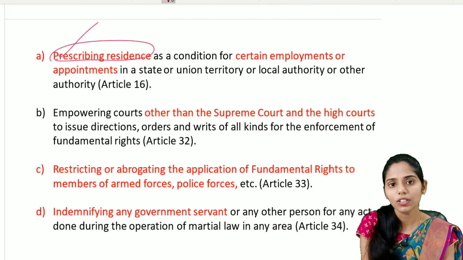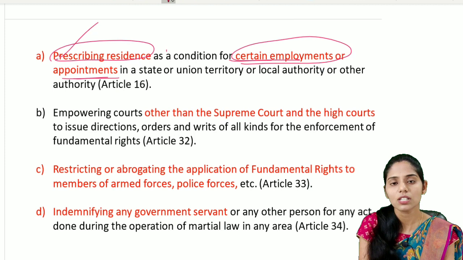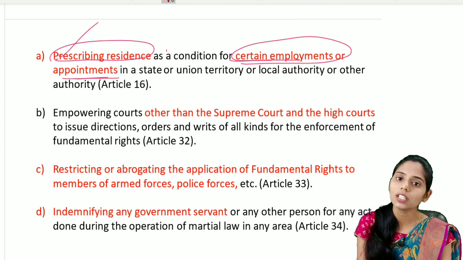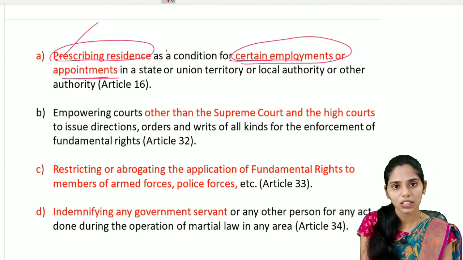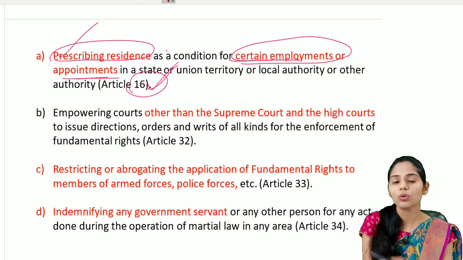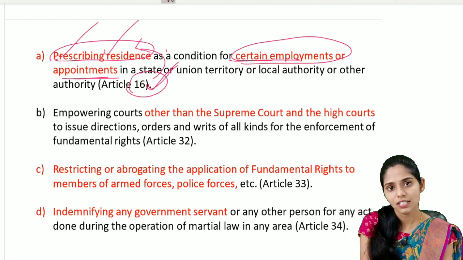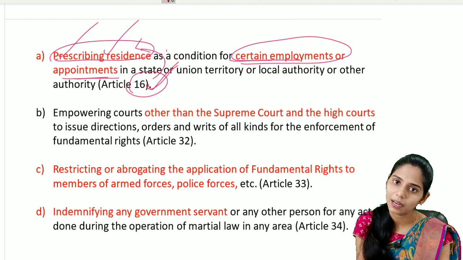They include, the first one, prescribing residence as a condition for certain employments or appointments in the state, in the union territory, or in the local authority or other authority, according to Article 16. Article 16 talks about no discrimination in public employment. So prescribing residence also comes under the power of the Parliament.